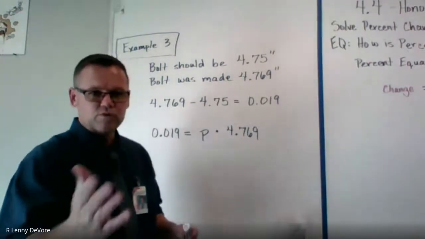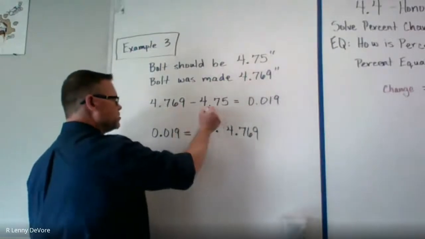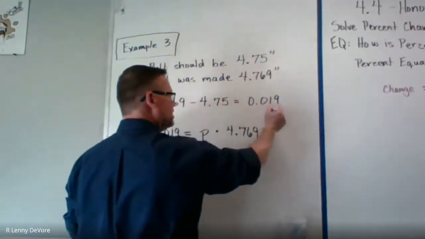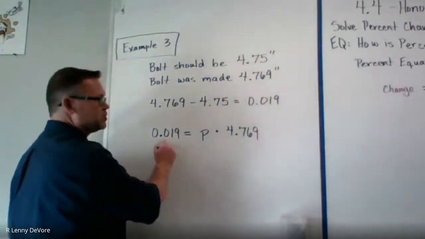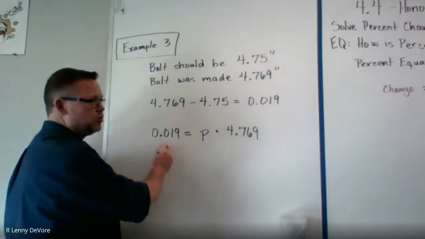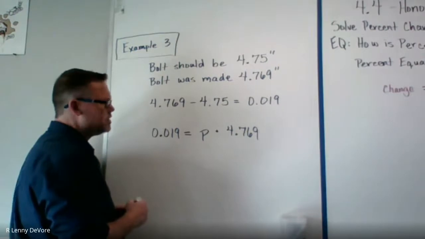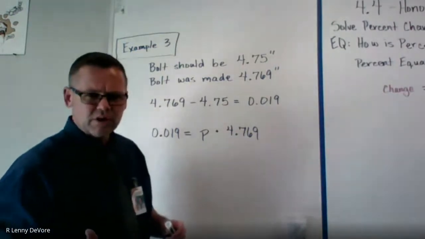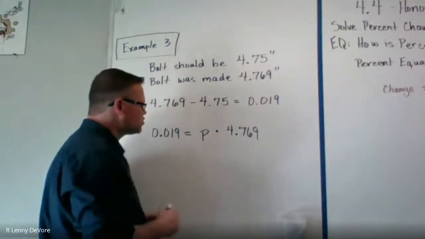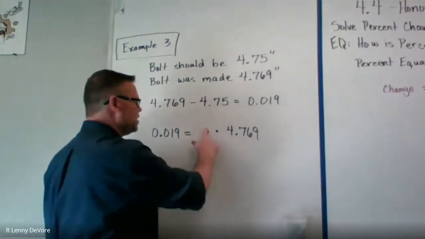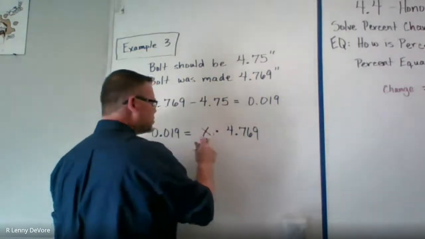So the first thing we did was figure out how much it was off. I took the larger amount, subtracted the amount it should have been, and we get 19 thousandths. Okay. So we put that as our change. Remember, it's change equals percent change multiplied by the original. The difference is that when it's a percent error, they really want the larger number. So I'm going to change that to X, because I said that's what I'm going to use, right? So my percent change is X.